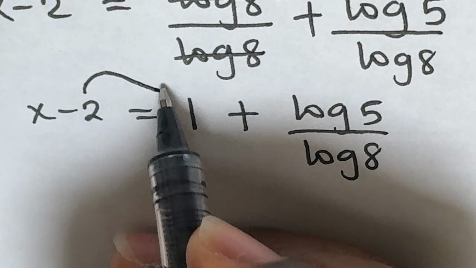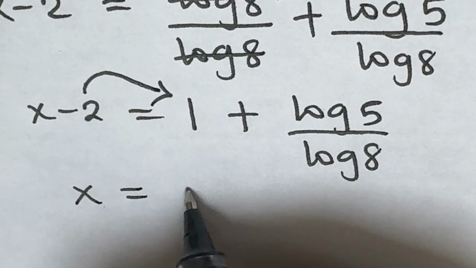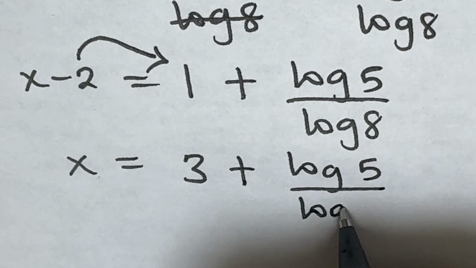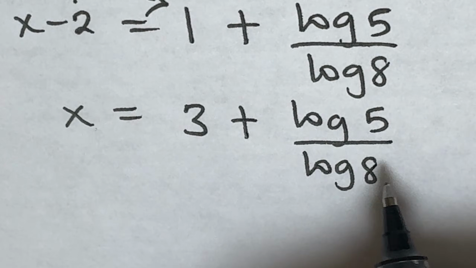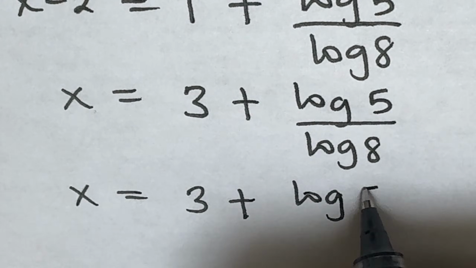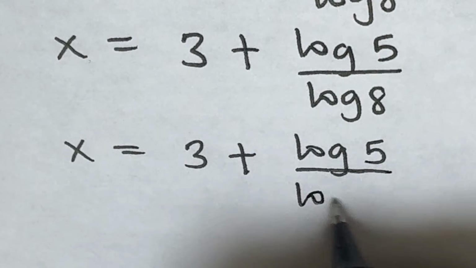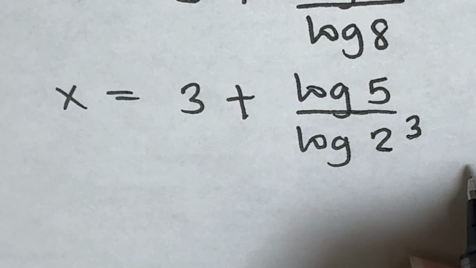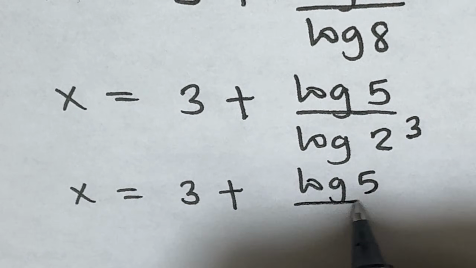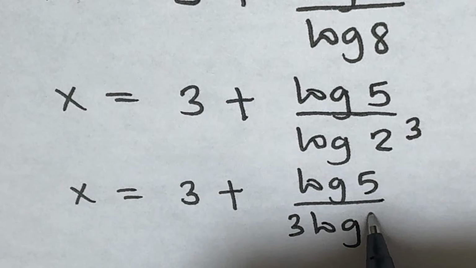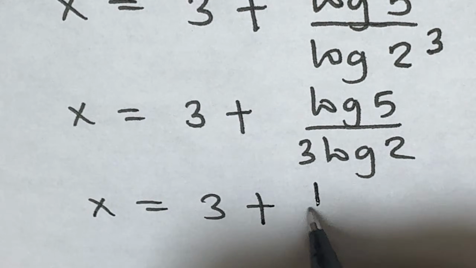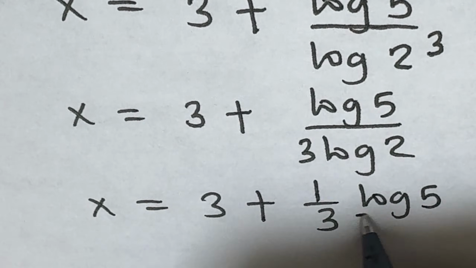If I transfer this to the right hand side, I get x is equal to 1 plus 2, which is 3, plus log 5 divided by log 8. 8 is not in its basic form, so let's quickly make that in its basic form. 8 is 2 raised to power 3, and the equation becomes 3 plus log 5 divided by 3 log 2, and we can write that as x is equal to 3 plus 1 over 3 times log 5 divided by log 2.